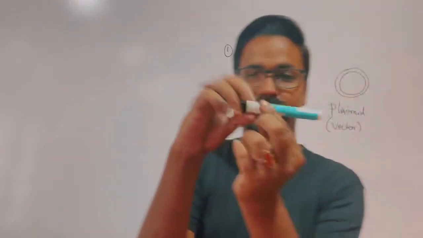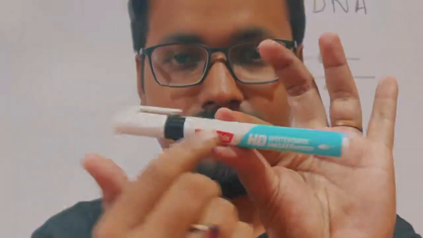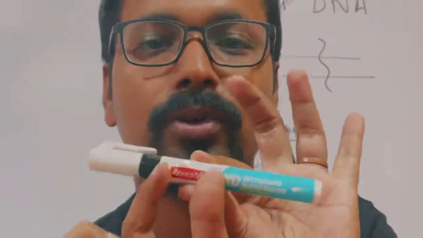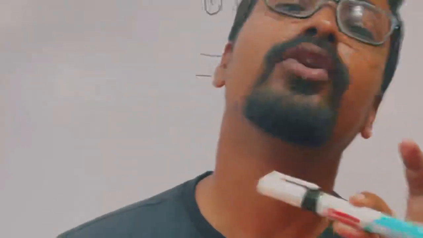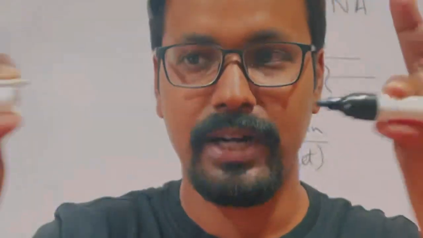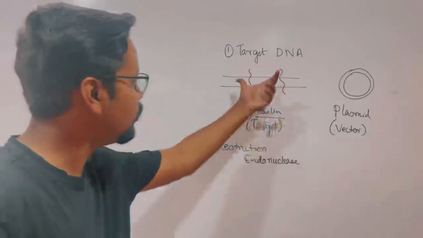Okay, if this is a string, suppose here "Reynolds" is written. I want to cut out only "Reynolds." Then I will use an endonuclease. If I want to cut out this cap at the end, if I'm trying to cut out this part, then I'll be using an exonuclease. So here I'm using an endonuclease to cut out the DNA.